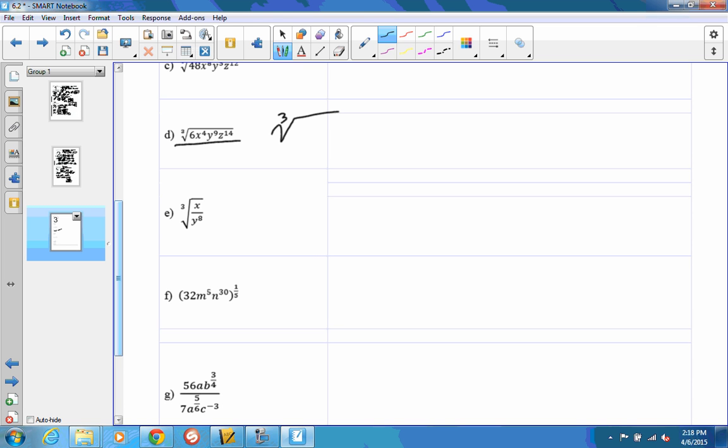So this is actually the cube root of 6, okay, times the cube root of x to the 4th times the cube root of y to the 9th times the cube root of z to the 14th, right? And from there, we can work with it in terms of simplification. The cube root of 6, I'm not going to be able to change. So that guy is just going to stay. Cube root of 6. So I know I'm going to have that everywhere.